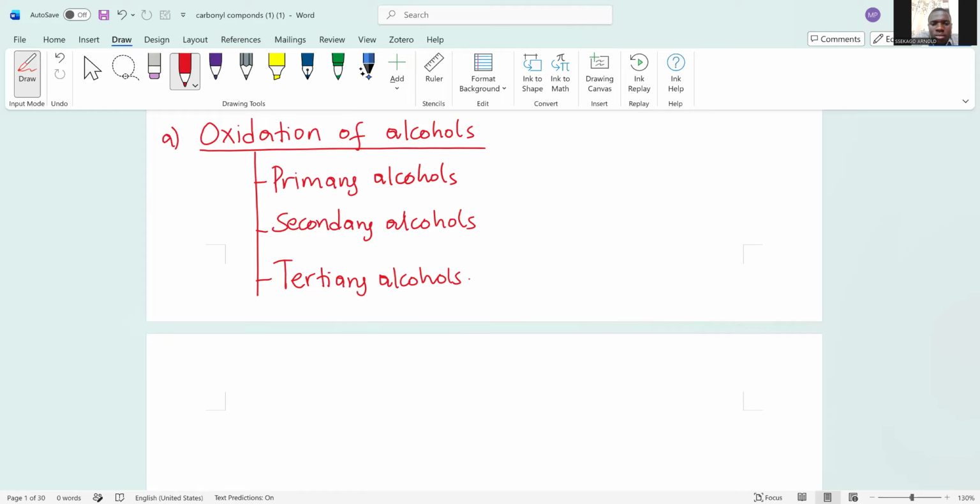Primary alcohols have a structure RCH2OH. Secondary alcohols have a structure RCHR'OH. Then tertiary alcohols have a structure RC(R')(R'')OH, with R, R prime, and then also R double prime.